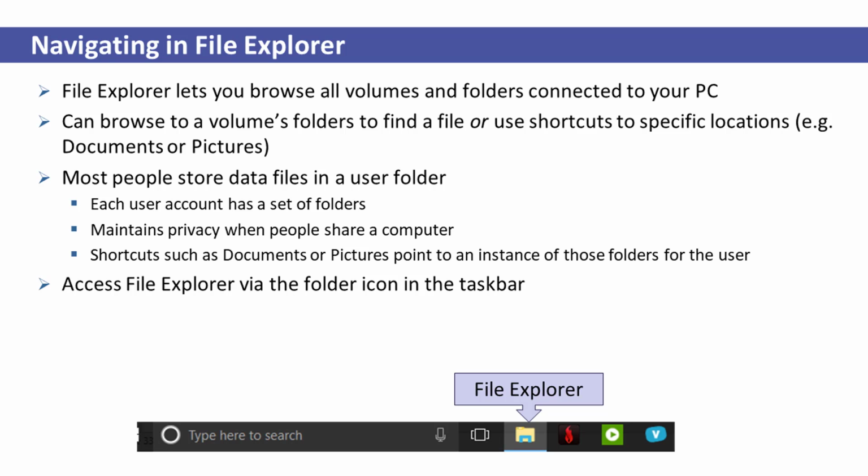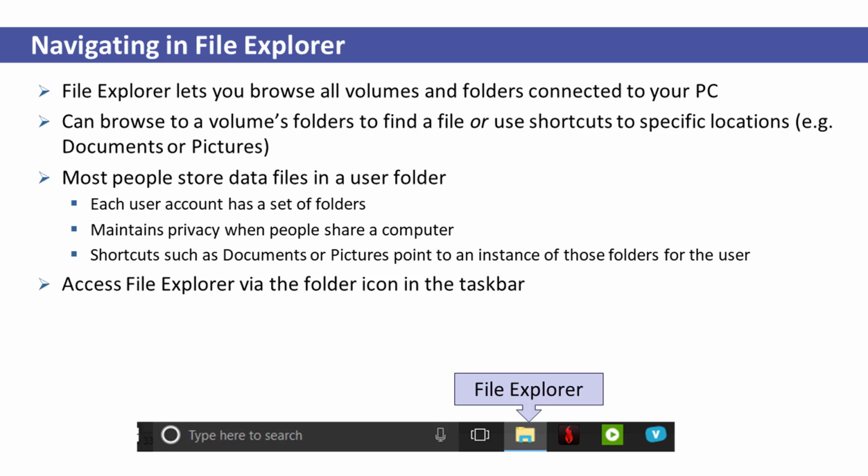Shortcuts such as documents or pictures point to an instance of those folders specifically for the user. So, for example, if I have a user account that's Lynn, there will be a version of pictures that are Lynn's pictures. There will be a version of documents that are Lynn's documents. If another user creates an account on that PC, it will create a new documents folder and a new pictures folder under that new user's ID, specifically for that new user to use.